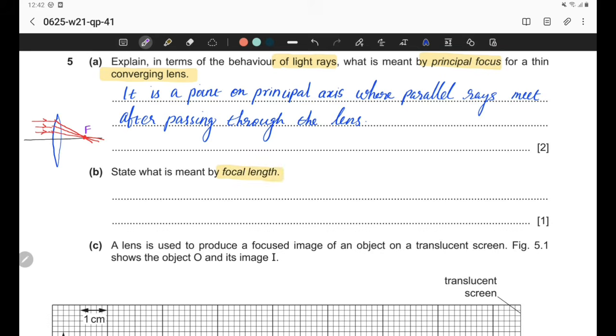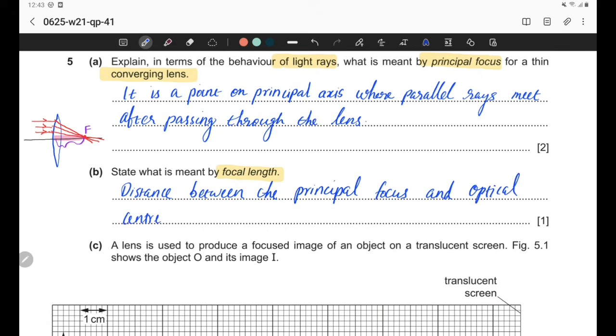So we have already seen what is principal focus in the previous part. So focal length is the distance between the principal focus and the center of the lens. So this length is called focal length. Therefore we can write it is the distance between the principal focus and optical center. Optical center is the center of the lens.